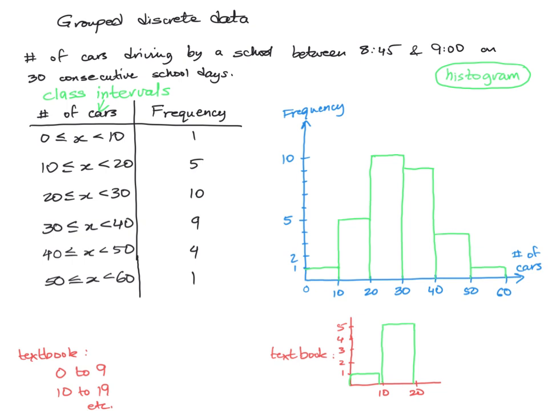Now let's quickly talk about describing this distribution. It looks kind of symmetrical to me, and the modal class, the class interval with the largest frequency, is the region between 20 and 30. So the modal class is 20 less than or equal to x less than 30 because that is the class interval with the highest frequency. And that is the end of the lesson.